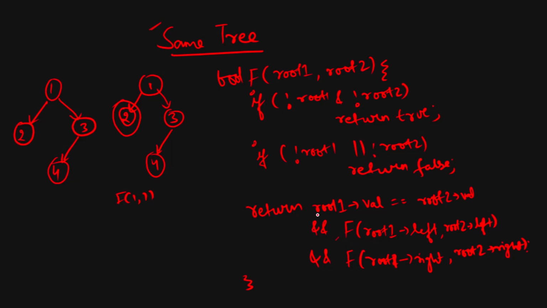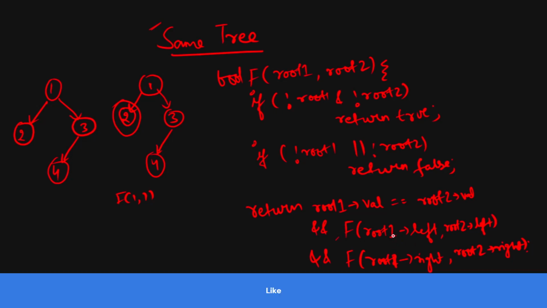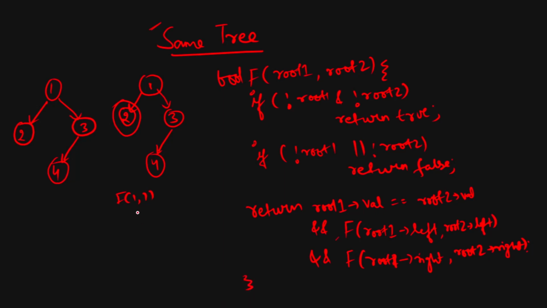Now if this is true, then I will go to this. So what is the benefit of this AND? If this condition is true, then it will go to this. And if this is true, then it will go to this. If any of these is false, then it will not go to this. Okay, so now after f11 it will say that this is true. Now let's go to f22.